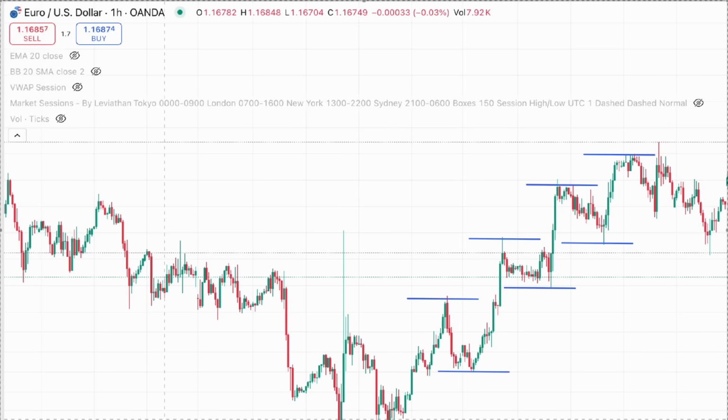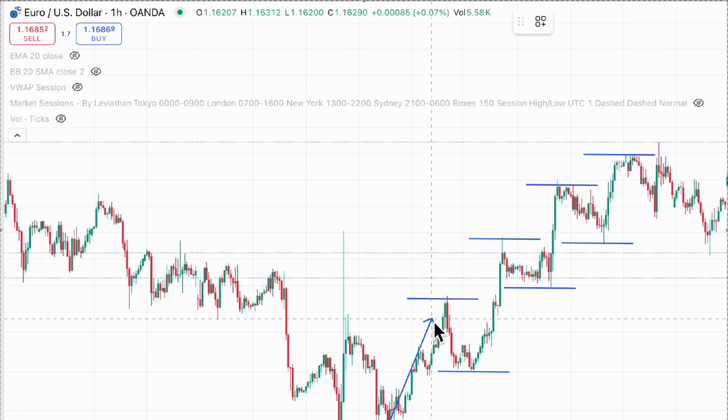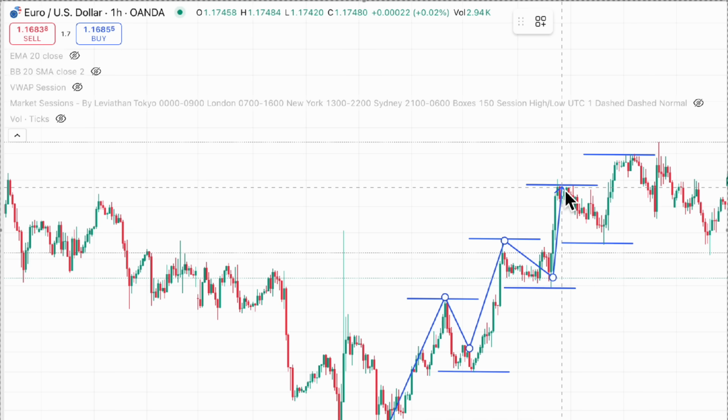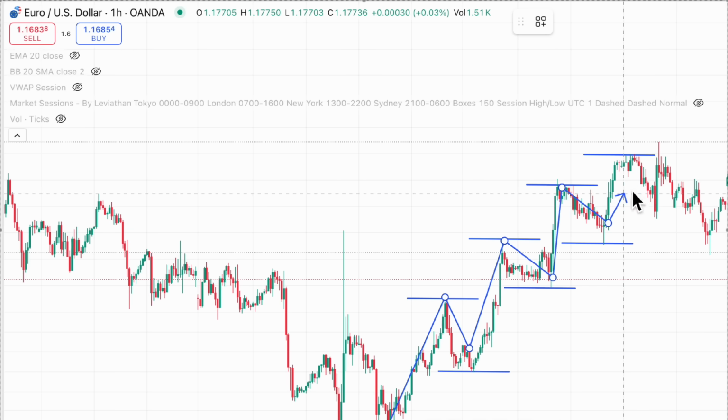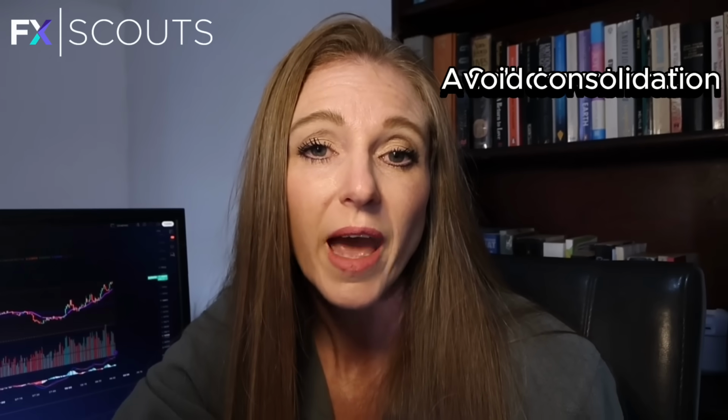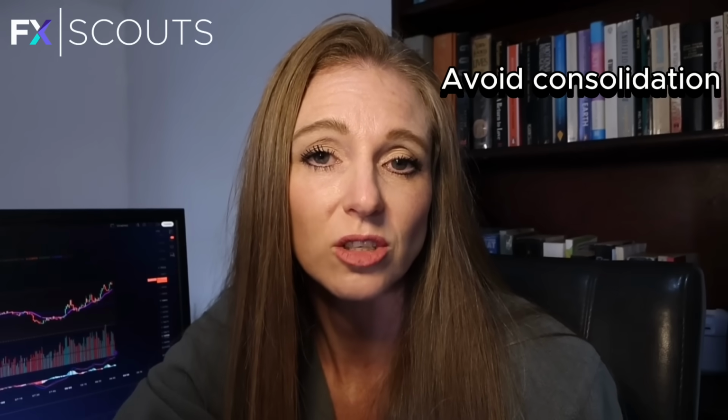Here we've got a Euro USD hourly chart, and you'll see how the price pushes up, pulls back to a higher low, and pushes up again. And in the beginning, you'll want to mark those higher highs and higher lows very clearly so that you can really see what's going on. And the golden rules are you only want to buy in an uptrend, you only want to sell in a downtrend, and you want to avoid consolidation or ranges because that choppiness will get your account blown faster than you know.